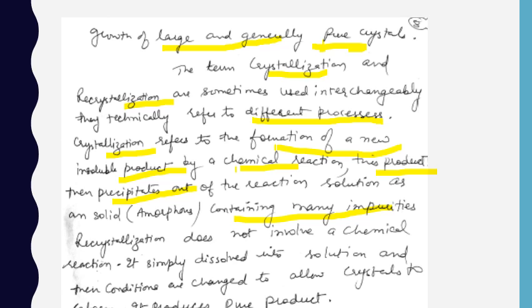So recrystallization does not involve a chemical reaction. This is the main thing here: recrystallization does not involve a chemical reaction. Crystallization can involve a chemical reaction. That's why it's a separation technique, and recrystallization is a purification technique. It is simply dissolved in the solution, and the conditions are only physically changed, allowing the crystals to form the pure product.